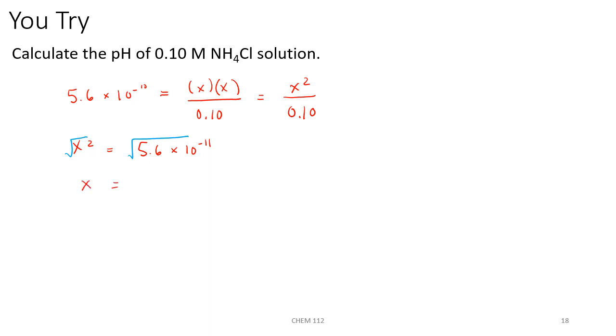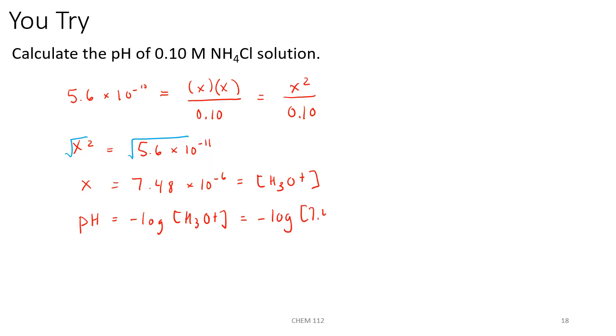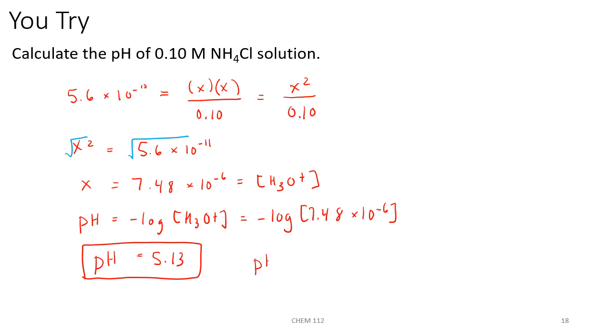X comes out to being 7.48 times 10 to the negative 6th. And X was equal to our H3O+ concentration. So this time we have our hydronium ion concentration directly, so we can calculate the pH right away by taking the negative log of the hydronium ion concentration. So negative log of 7.48 times 10 to the negative 6th gives us a pH equal to 5.13. And because ammonium was an acidic cation, the pH was less than 7, like we would have expected it to be.